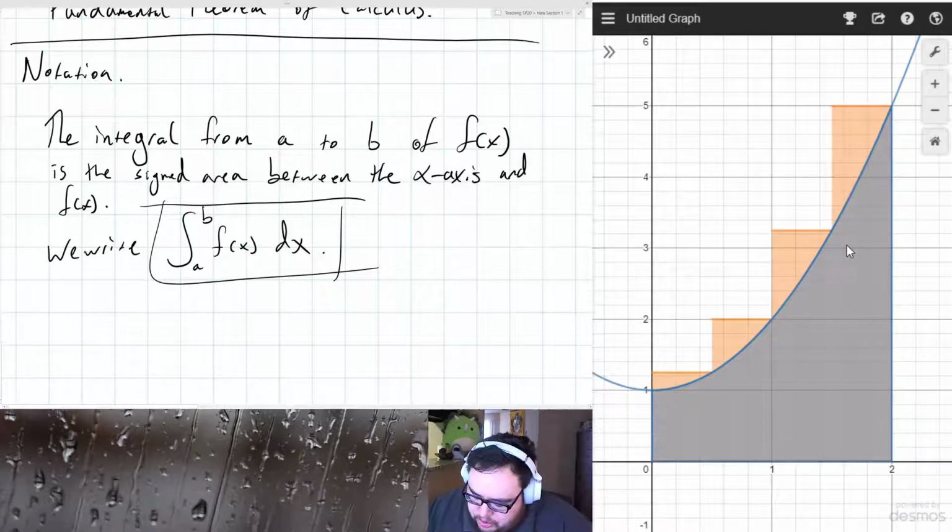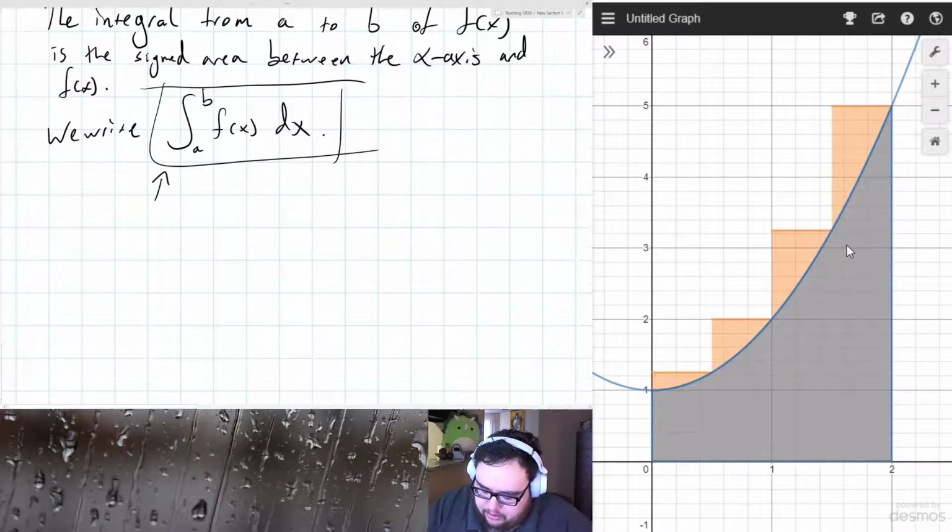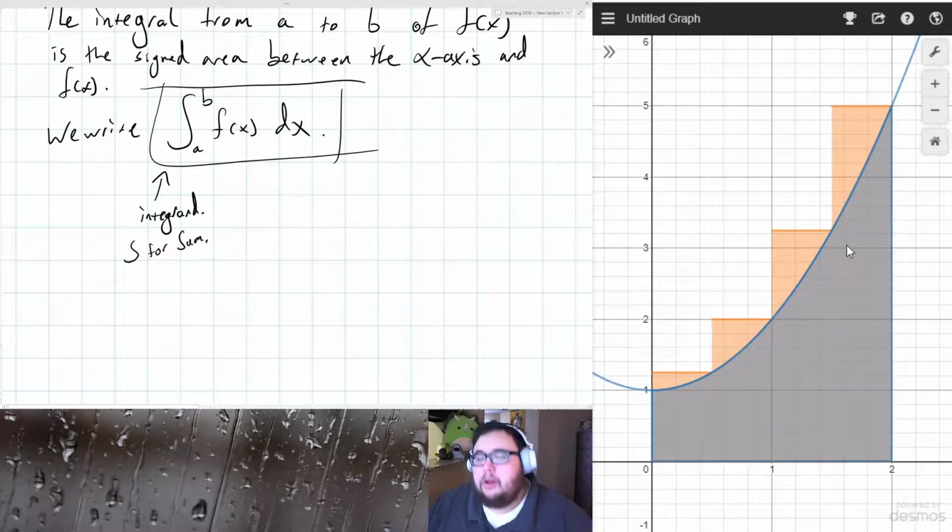So this integral sign here looks like a really big S. It's called the integrand. And it comes from S for sum. We aren't actually doing Riemann sums in full detail in this class. We're not going to be evaluating integrals by limits of Riemann sums. We're just going to jump straight into the shortcut for integrals. But it's good to know where that symbol comes from.